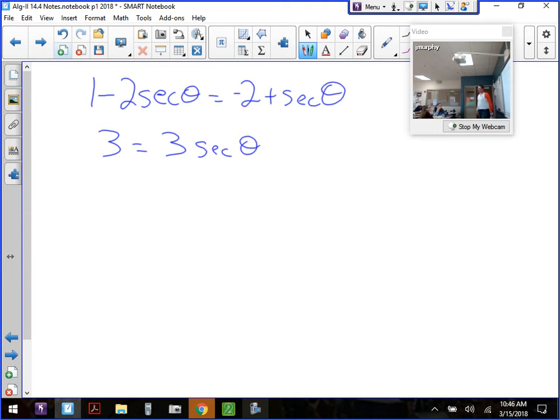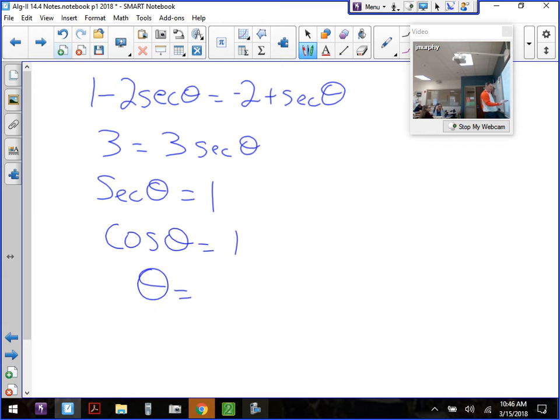Which means I'm looking for a secant value. What is the reciprocal function of secant? Cosine. What's the reciprocal of 1? What angle has a cosine of 1?